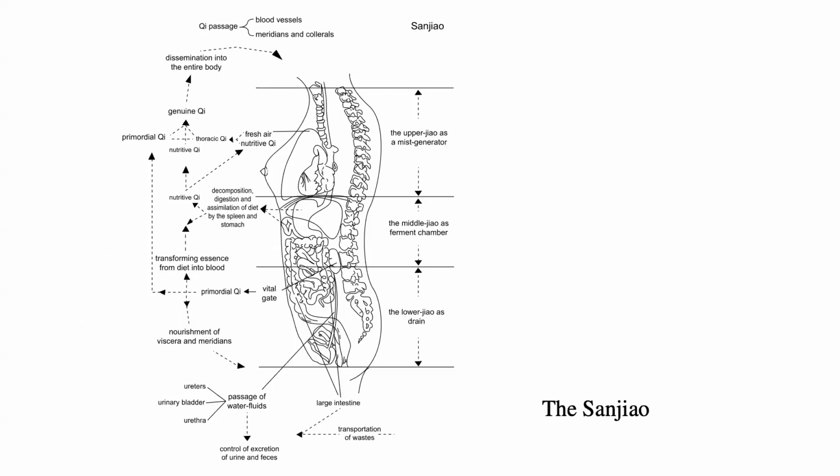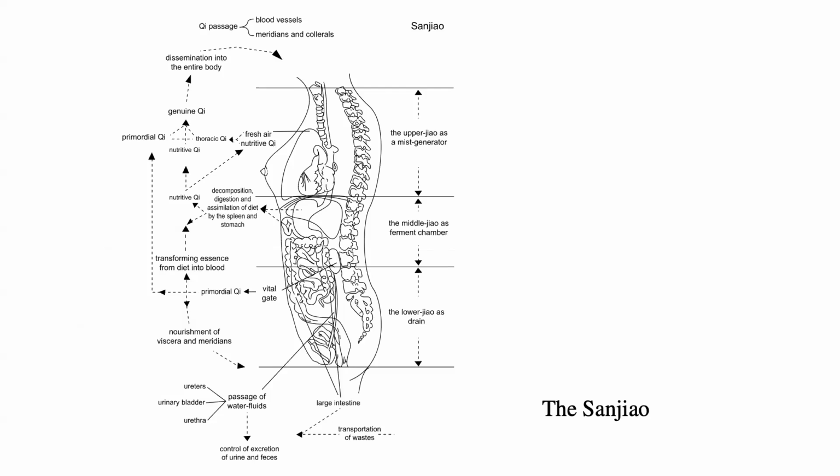It also has a deep connection with the vital gate, which, as we all know, gives rise to our primordial qi. And this can go towards transforming essence from diet into blood, or it will go to nourishment of the viscera and meridians. So after transforming the essence from diet into blood, we form the nutritive qi as a result of the decomposition, digestion, and assimilation of diet by the spleen and stomach.